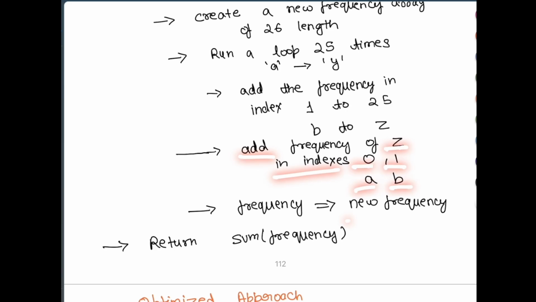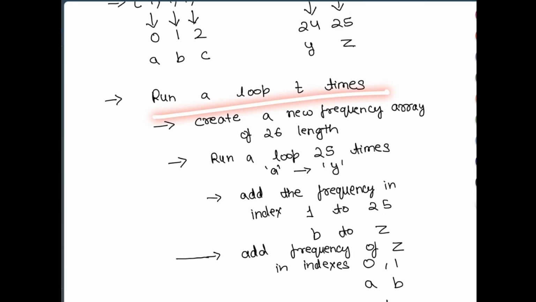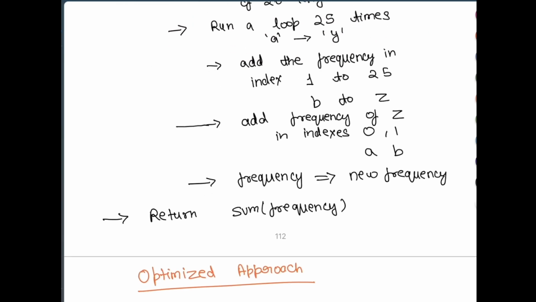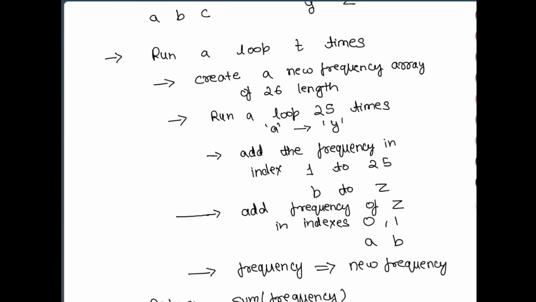So now you have a new frequency array which represents your transformed string. Just replace the original frequency array with this new frequency array, so that when the next transformation loop runs, you again create a new frequency array, and this time you do the processing over this new frequency array. Now, this approach is good, but it is a bit complex to understand and a bit complex to implement as well.